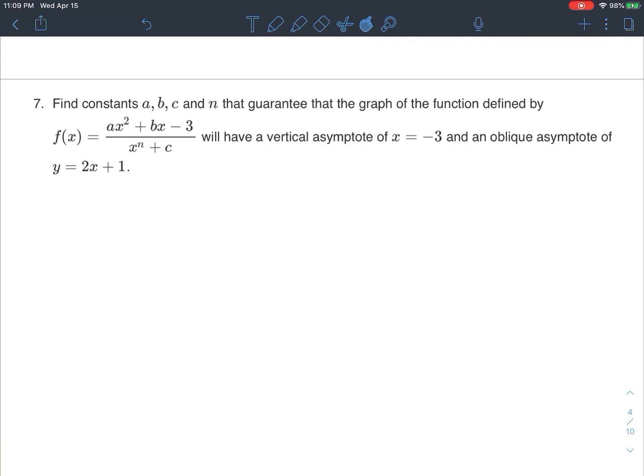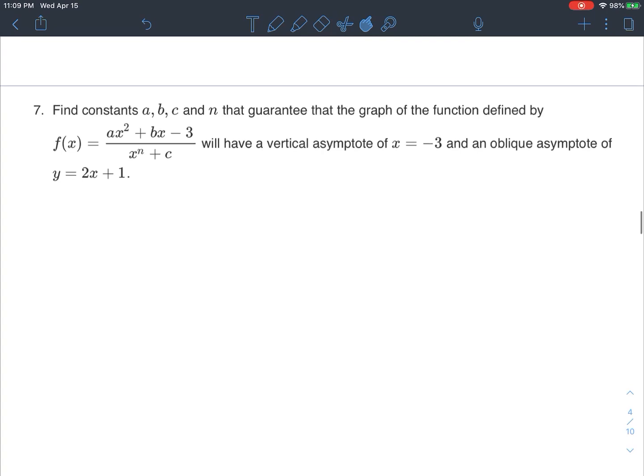Let's start off with the vertical asymptote. We know that a vertical asymptote happens when the bottom is equal to 0, so at x equals -3. And by the way, the top can't equal 0. We'll have to make sure of that at the end. So x to the n plus c has to equal 0.